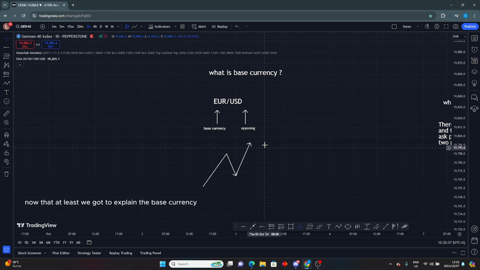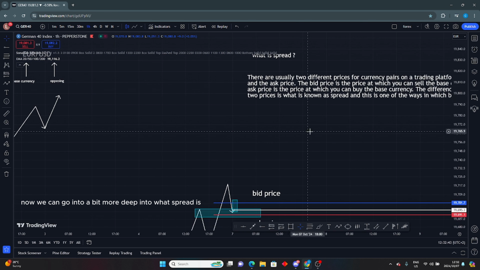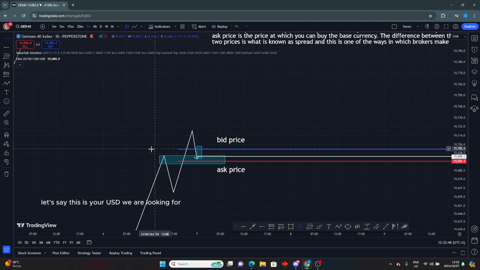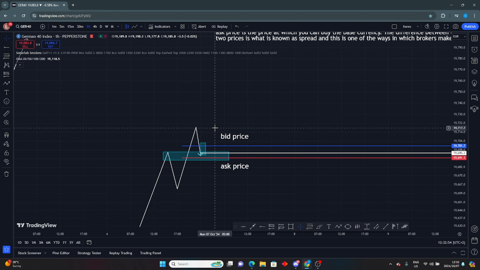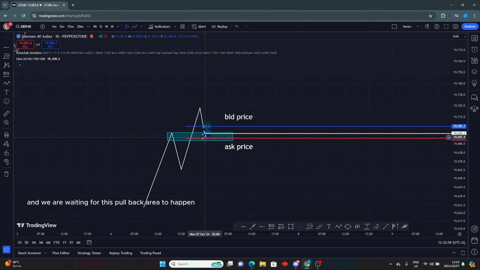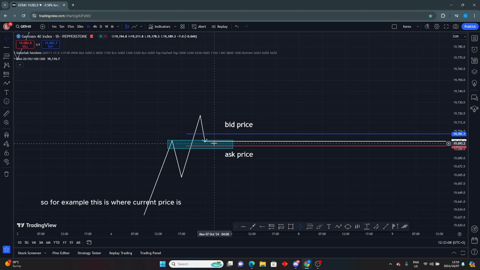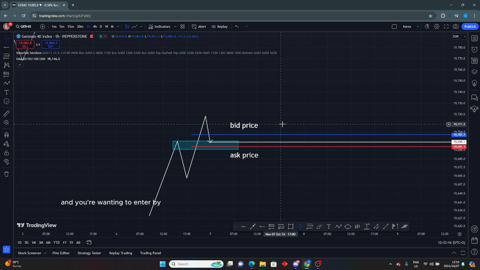Cool. Now that we've explained the base currency and how that all works, we can go a bit deeper into what spread is. So my little example here, if we are looking at buys, let's say this is Euro USD, and we are waiting for this pullback area to happen. We want price to pull back into the zone so we can look for a buy. So for example, this is where current price is. Let's say it's at 19,695, right? This is where the market currently is, and you're wanting to enter a buy.